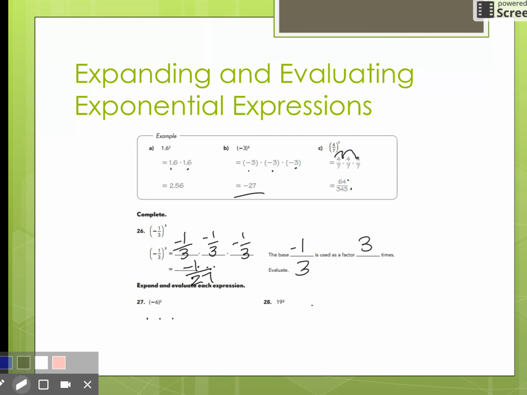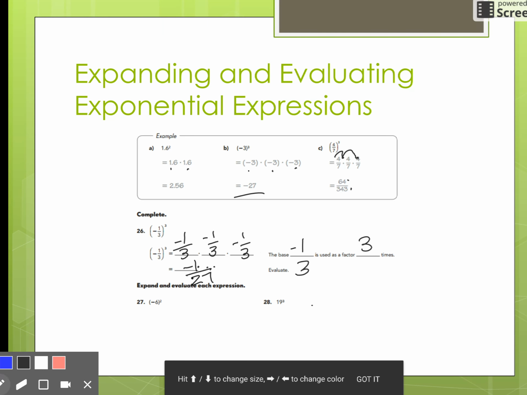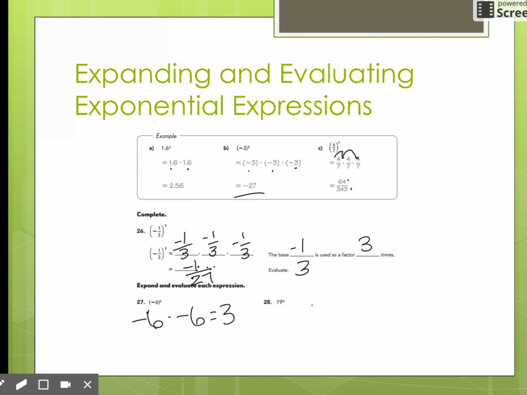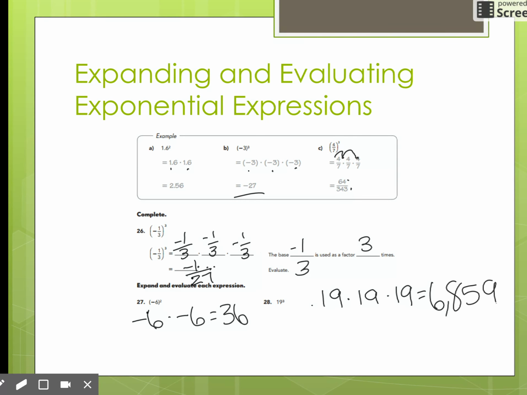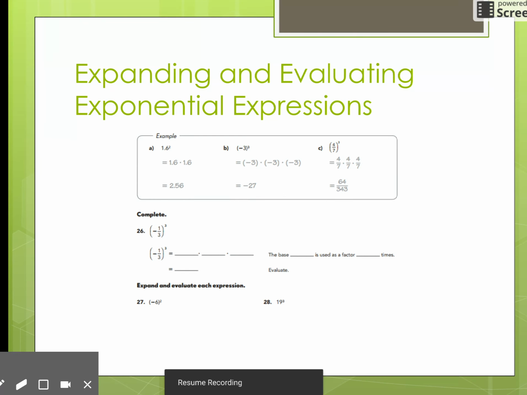All right, we have -6 to the 2nd power here. So that means I'm going to multiply it 2 times. -6 times -6 equals +36. Remember, a negative times a negative equals a positive. Then we have 19 times 19 times 19. And you can write it out or use a calculator, but the answer would be 6,859. And that's it for today's lesson.